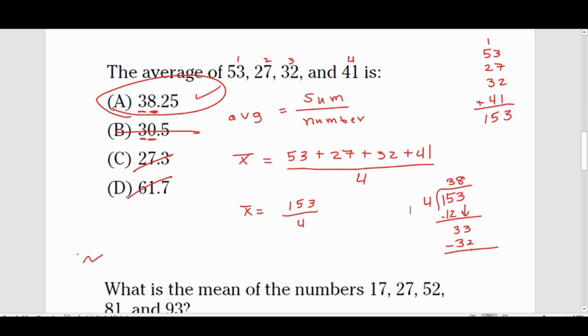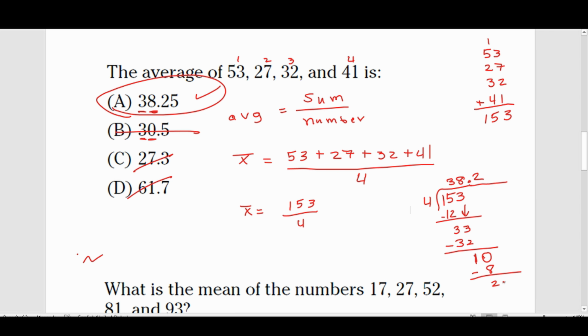33 minus 32 is just 1. Okay. 4 doesn't go into 1, so we have to add a 0. By adding that 0, we have to add a decimal up there. 4 goes into 10 2 times. 4 times 2, of course, is 8. We subtract. 10 minus 8 is 2.